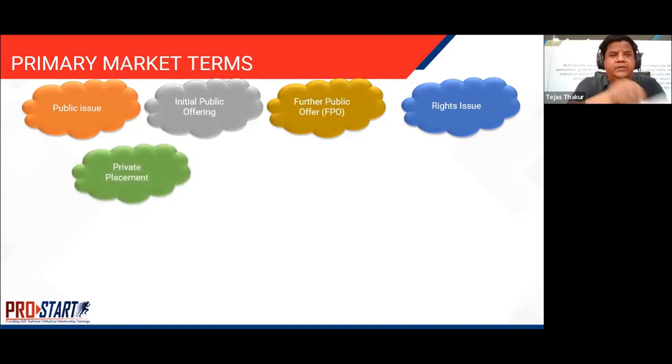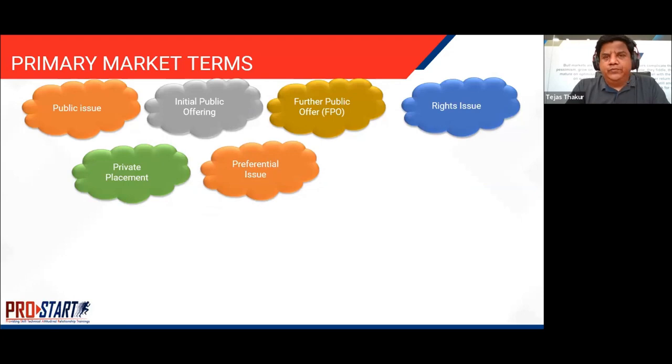Then we have private placements. A private placement is whenever an issuer makes an issue of securities to a selected group of persons, which is neither the rights issue nor the public issue. It is called private placements. It is primarily a wholesale issue of securities to institutional investors. This could also be in the format of QIPs, which is qualified institutional placements, or preferential allotment.